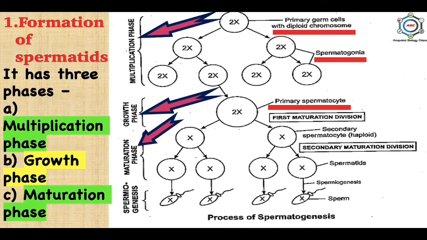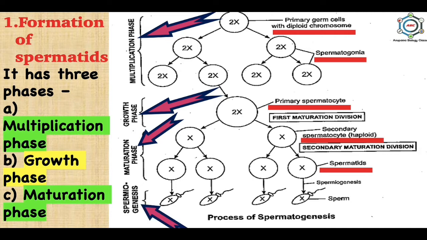After the growth phase, the next is the maturation phase. In this phase, the primary spermatocyte by meiotic division forms secondary spermatocytes. And this is the reduction division. So the diploid primary spermatocyte is converted into haploid secondary spermatocyte. Now this secondary spermatocyte undergoes meiotic division to produce haploid spermatids. Because of this, sperm has only half the number of chromosomes, like in male, which have only 23.